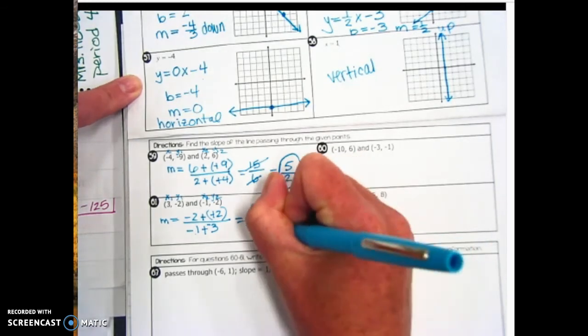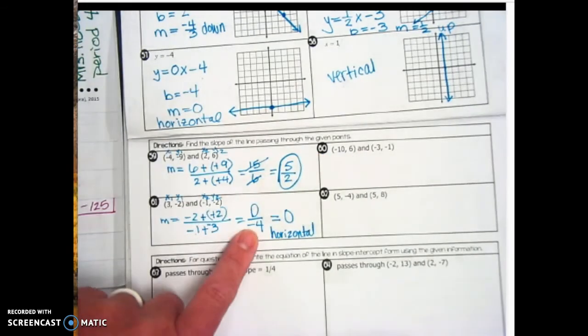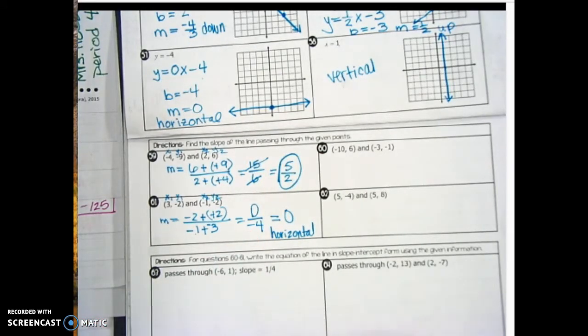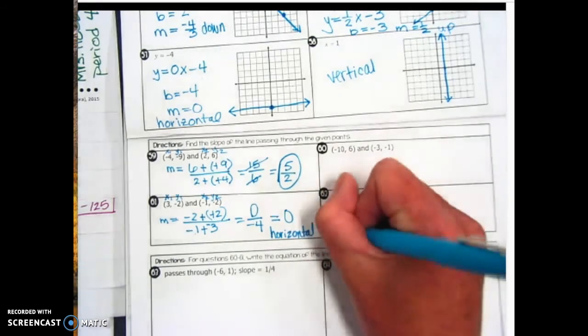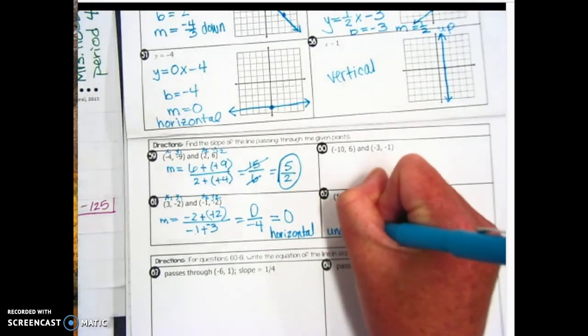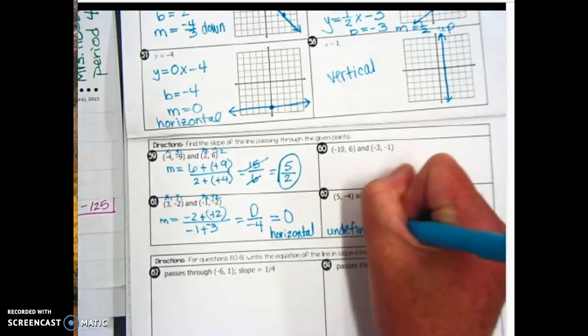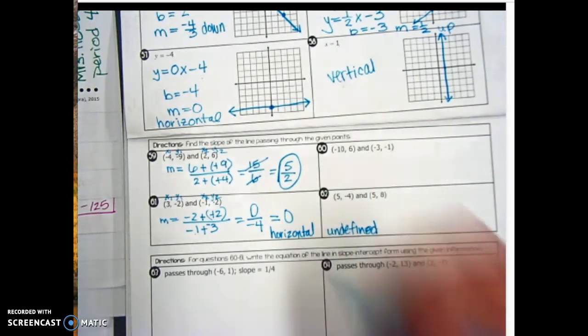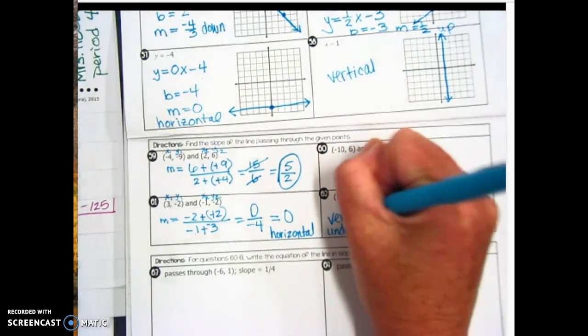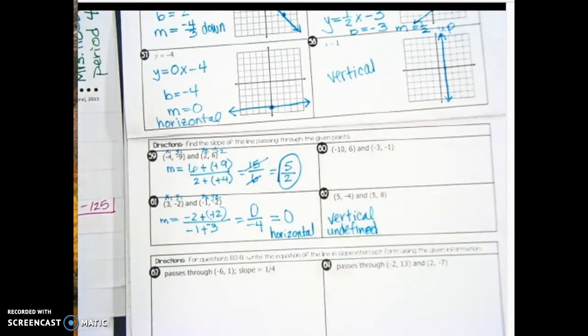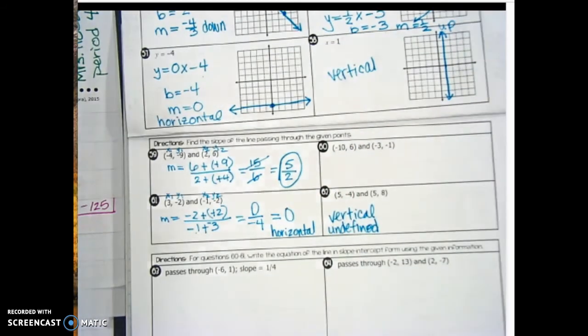What happens if you have the 0 in the denominator? It's going to be your vertical line, and it's technically what we call undefined. That's when you have the vertical. Any questions on box number 61?